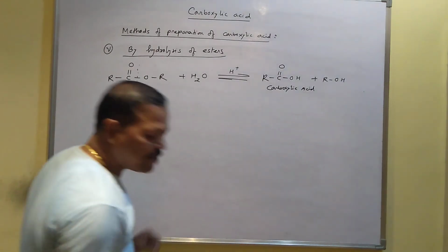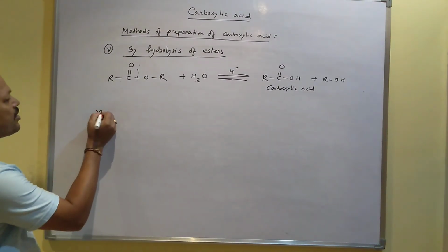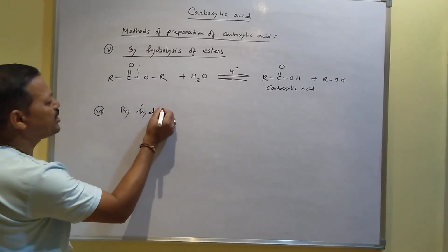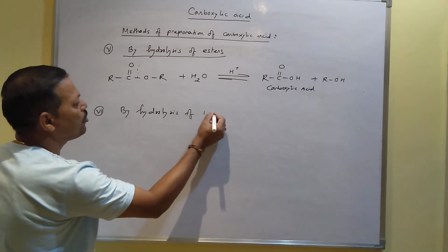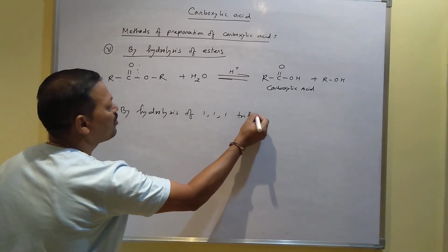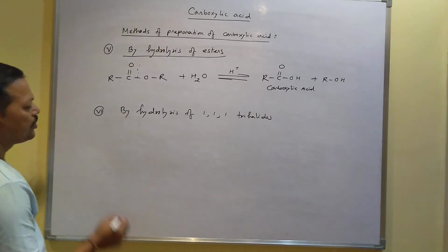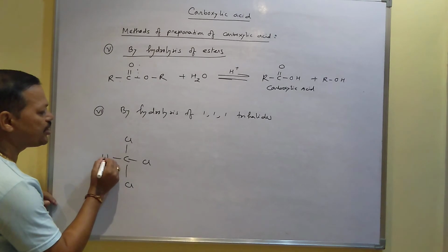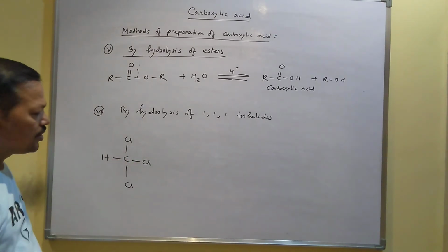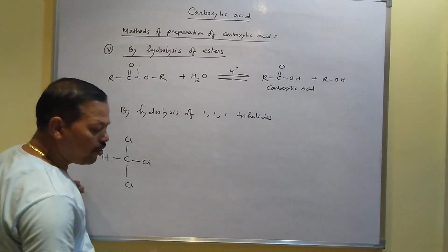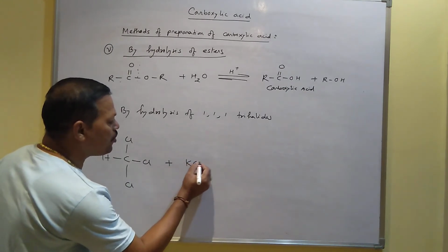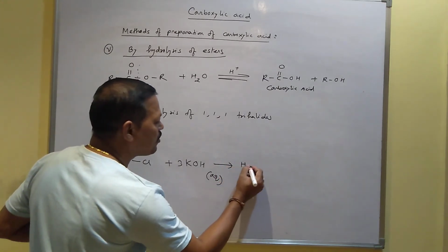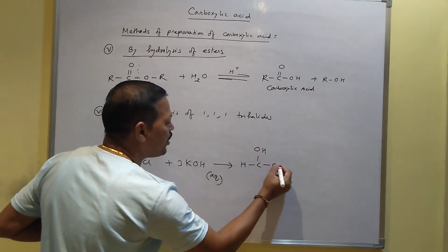Now the last method, number 6, by hydrolysis of 1,1,1 trihalides. This is one example of 1,1,1 trihalides, CHCl3, which is called chloroform. When you apply aqueous potassium hydroxide, then chlorine will be replaced by OH. You will get 3 OH groups like this.